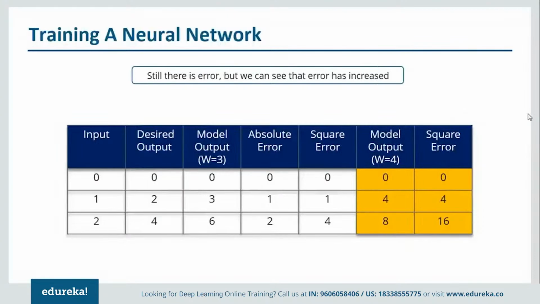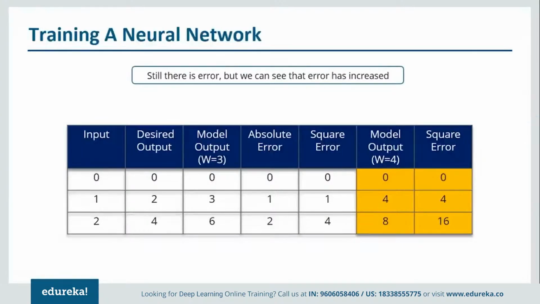After making the value 4, we get the model output as 0, 4 and 8. And we see that the error has actually increased. Instead of decreasing, the error has increased after updating the variable. You can see that the square error is now 0, 4 and 16, and earlier it was 0, 1 and 4. That means we cannot increase the weight value right now. But if we decrease it and make it 2, we get the output which is equal to the desired output.